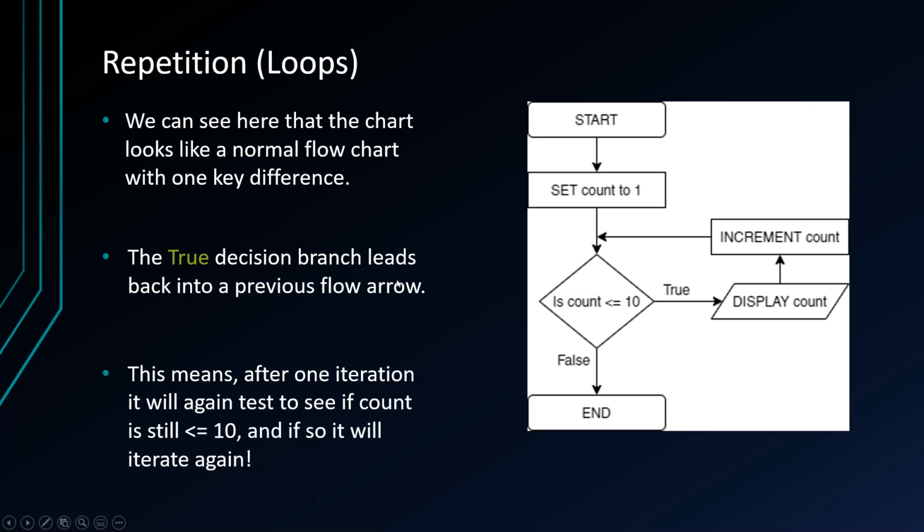Remember, we're trying to loop from 1 to 10. Yes, true. Then display the count on the screen. Then increment. So that means add 1. We're going to add 1 to our count variable. Why? Well, now we've got to come back and we've got to test it again. So you can see this loop structure.